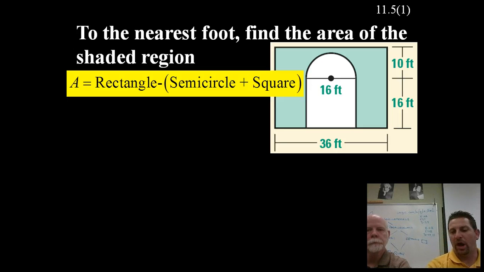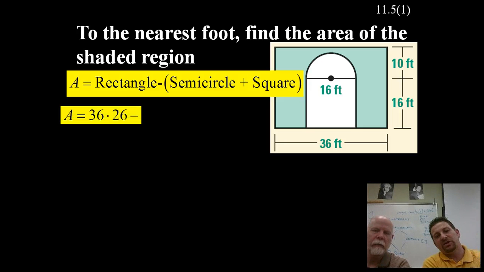Okay, so now all we got to do is find all those areas and then plug them in. So the area of the rectangle is 36 by 26. Notice that they have it broken into two pieces and they added those together to get 26. Minus, okay, the semicircle will be pi r squared, and then cut that in half. So in this case, the diameter is 16, so cut that down to 8.